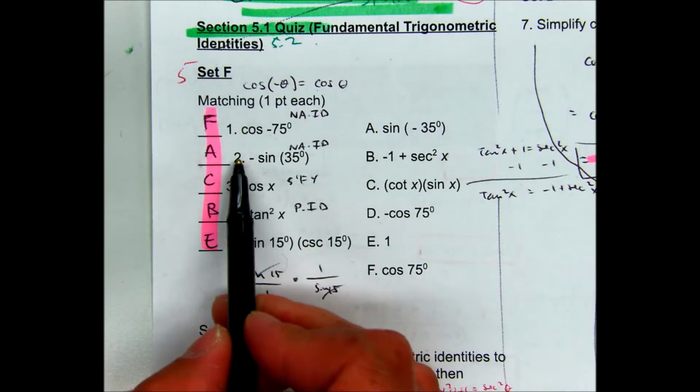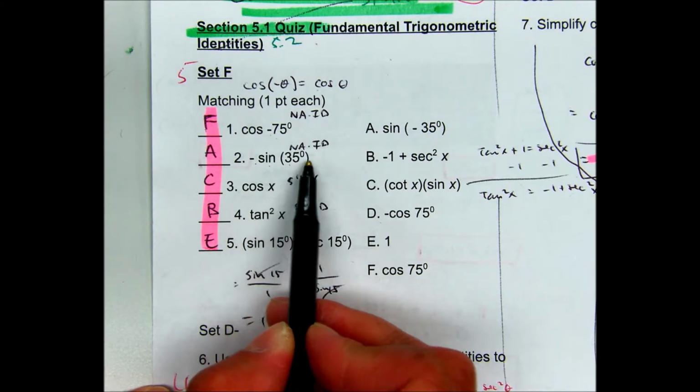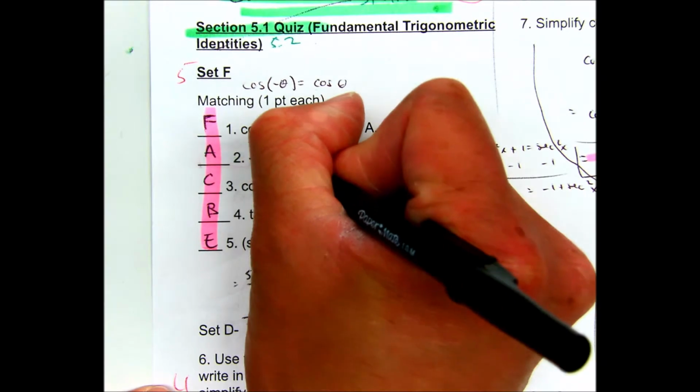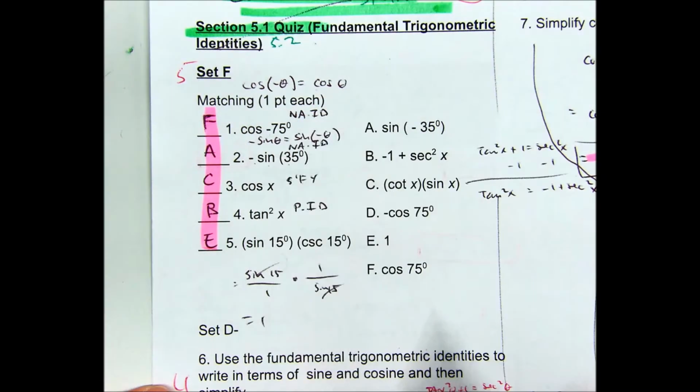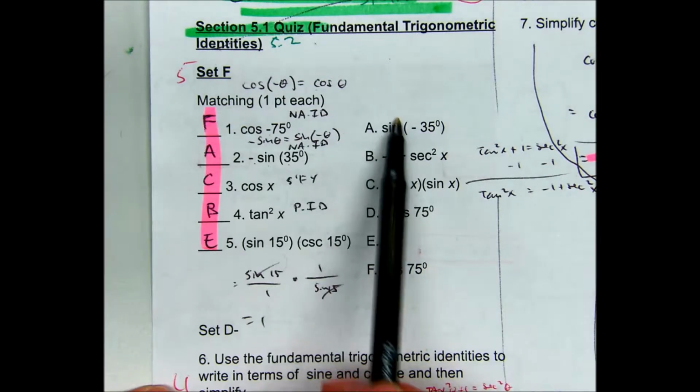Number 2 says negative sine 35 degrees. This is also the negative angle identity. Negative sine of theta equals sine of negative theta. So that would be choice A.